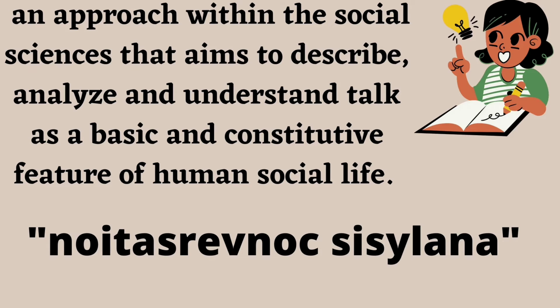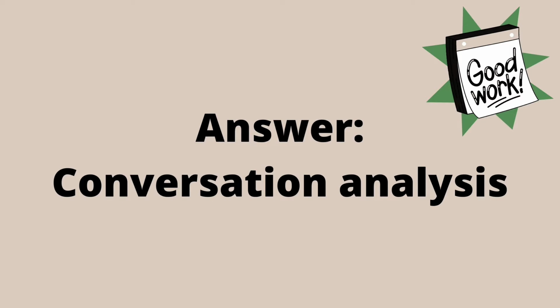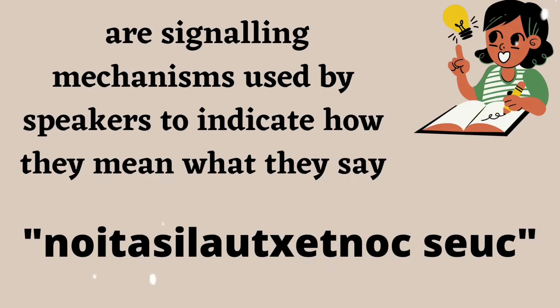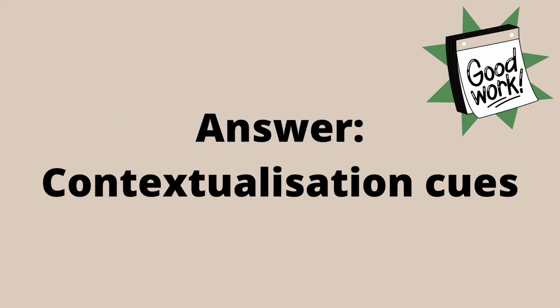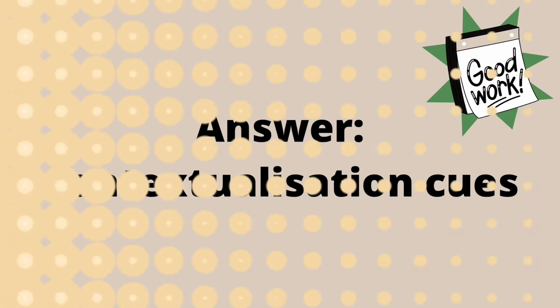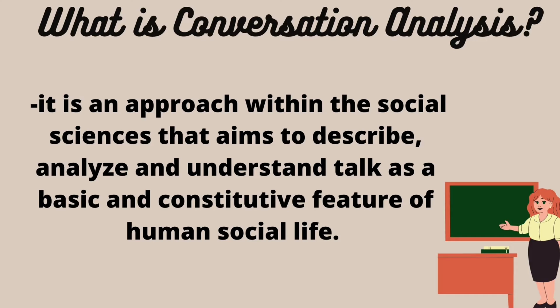The first question: an approach within the social sciences that aims to describe, analyze, and understand talk as basic constitutive features of human social life. The correct answer is conversation analysis. Next question: signaling mechanisms used by speakers to indicate how they mean what they say. The correct answer is contextualization cues. Good job, everyone.